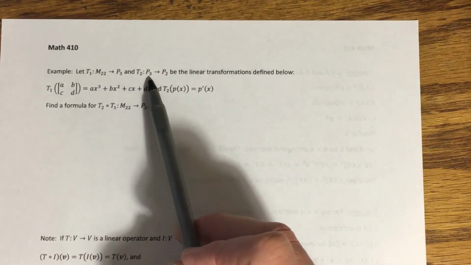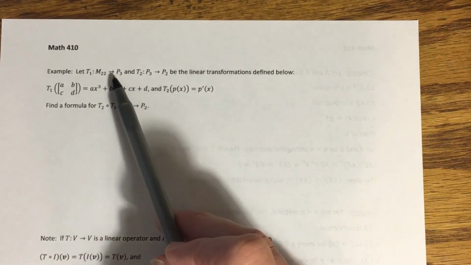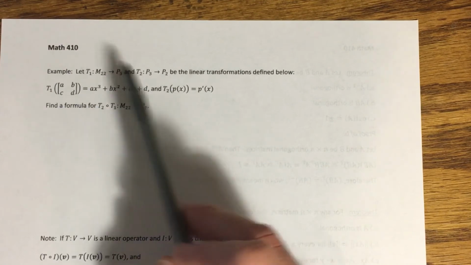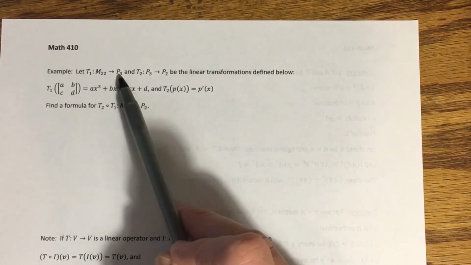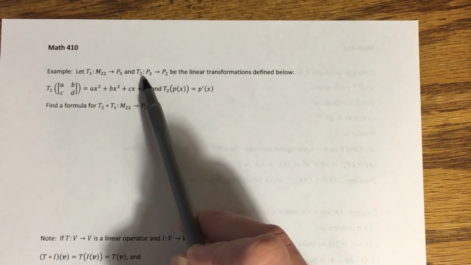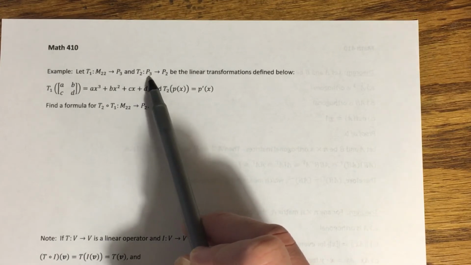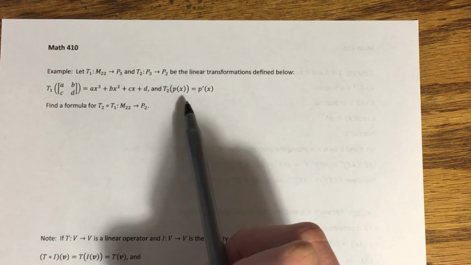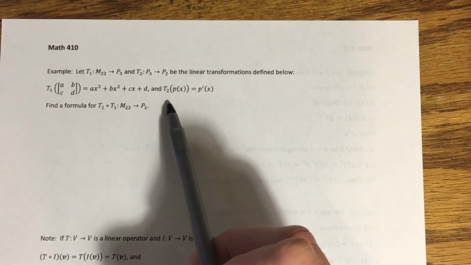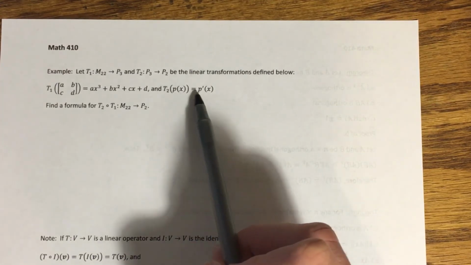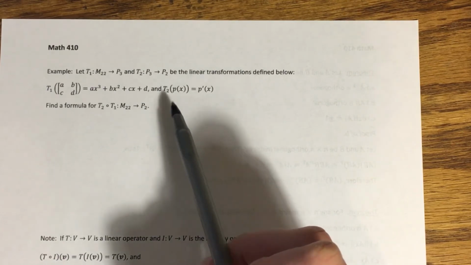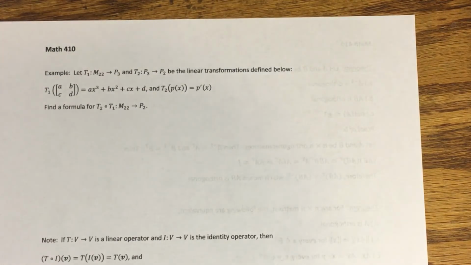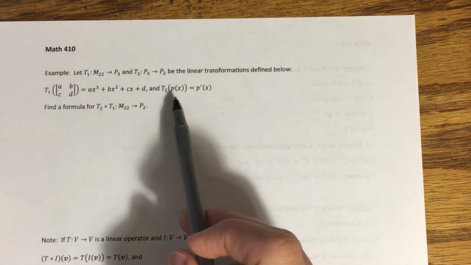And then I'm going to use a second linear transformation. And remember, if I want to do a composition of T2 with T1, then the codomain of T1 should be the same as the domain of T2. So P3 is showing up here again. This maps P3 into P2, and this is the derivative transformation. Remember, T2 of p of x equals p prime of x. We showed that this is a linear transformation on the space of all continuously differentiable functions.